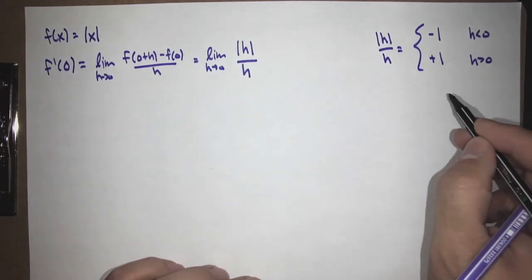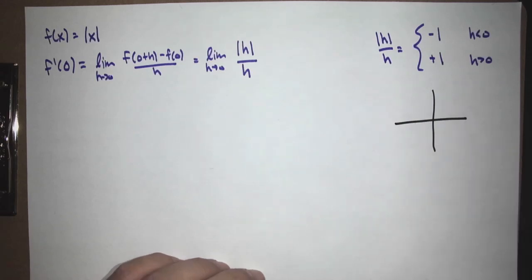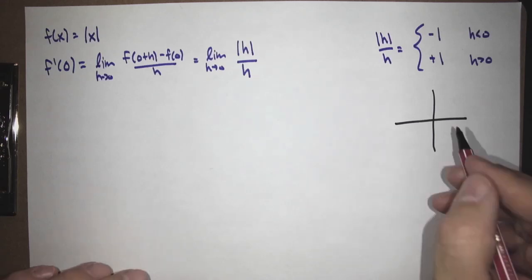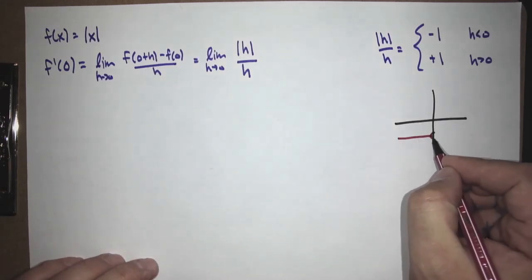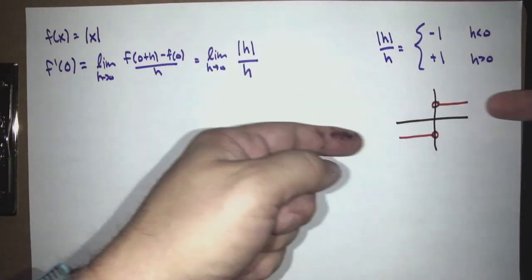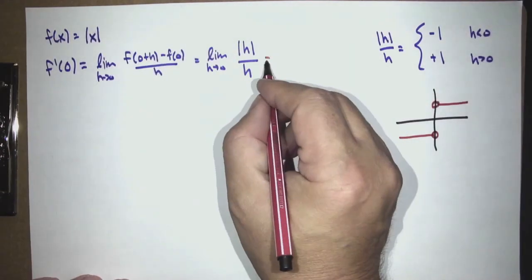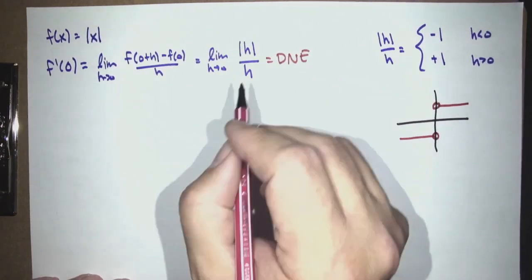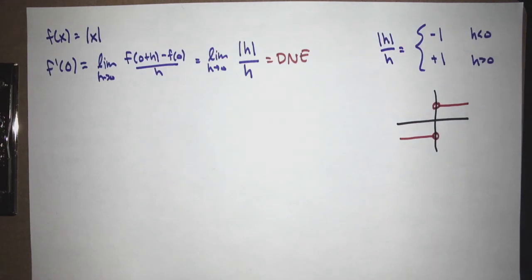So picture-wise, we're asking what's the limit as h goes to 0 of this expression, where it's negative 1 from one direction and 1 from the other direction? Well, what's the limit? It does not exist, because there's no consistency. You're getting different answers from the two sides. That tells us that derivatives don't always exist.